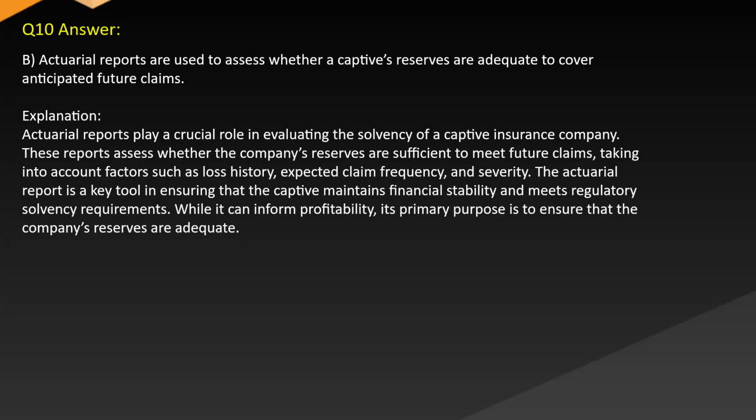Explanation: actuarial reports play a crucial role in evaluating the solvency of a captive insurance company. These reports assess whether the company's reserves are sufficient to meet future claims, taking into account factors such as loss history, expected claim frequency, and severity. The actuarial report is a key tool in ensuring that the captive maintains financial stability and meets regulatory solvency requirements. While it can inform profitability, its primary purpose is to ensure that the company's reserves are adequate.